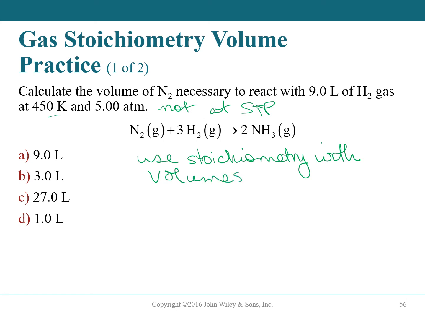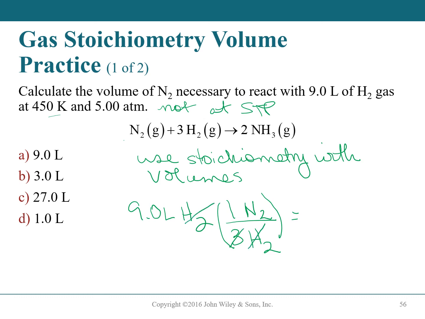Okay, so if I start off with 9 liters of hydrogen, and I want to know the volume of nitrogen, then we know with the stoichiometry that for every 3 volumes of hydrogen, I have 1 volume of nitrogen. The hydrogens cancel out. I have liters, and 9 divided by 3 is 3.0 liters. So this is the volume of nitrogen that would react with it.